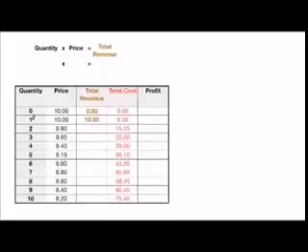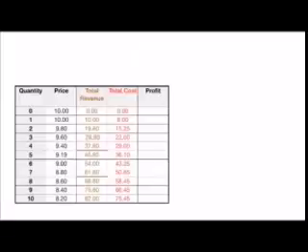I'll just do 1 or 2 more. So I have 2 times 980, which is equal to 1960, total revenue. So I'm taking the quantity column times the price column for total revenue. And now I'll just fill in the rest of the values.